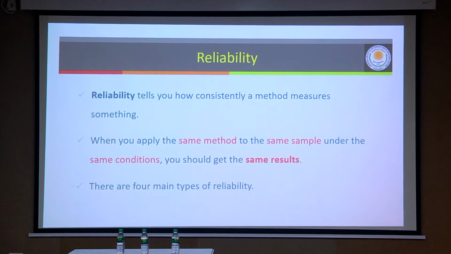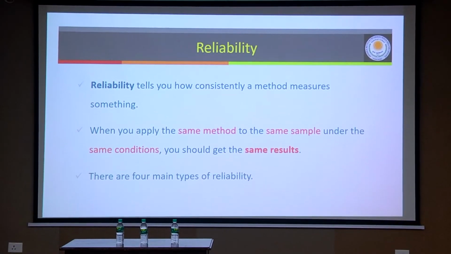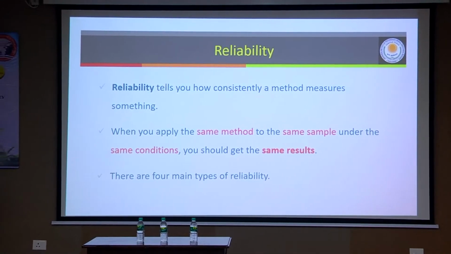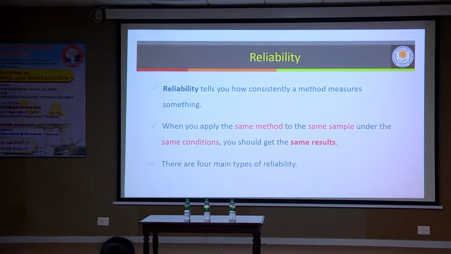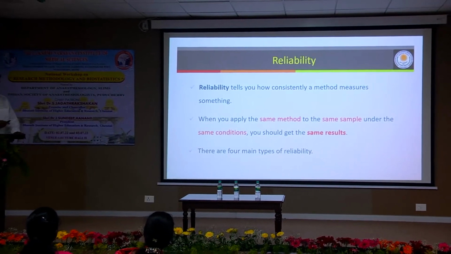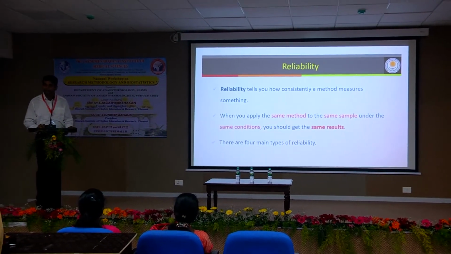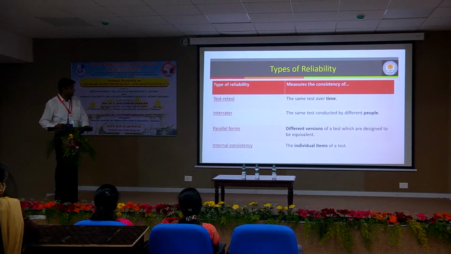Reliability is something which tells you how consistently a method measures something. That is, when you apply the same method to the same sample under the same condition, you should get the same results. We'll see in detail how reliability works. There are 4 types of reliability. The first one is test-retest.